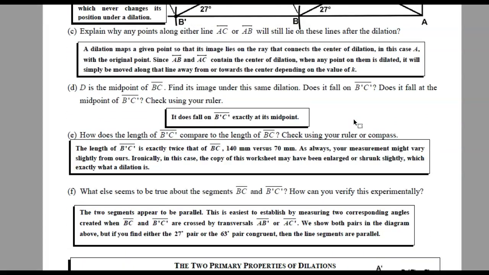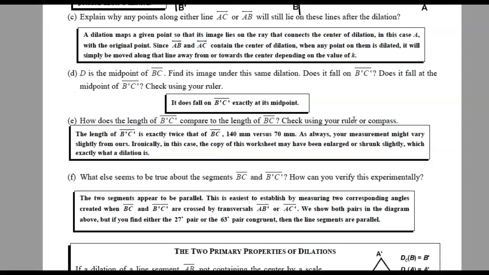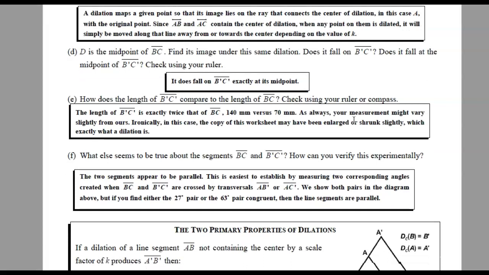And then if we look at part F here, what else seems to be true about those segments? They're going to be parallel, and you can establish that by measuring the corresponding angles. You can check it by distances with a compass. There's various ways you can anecdotally check it here, but all dilations are going to produce parallel segments as well.